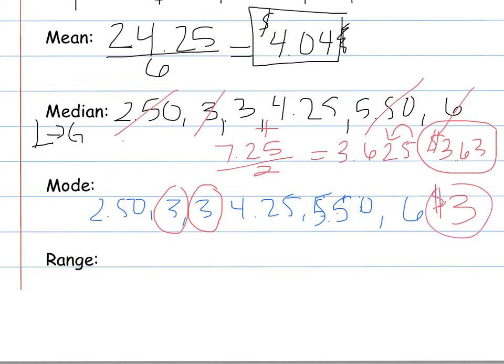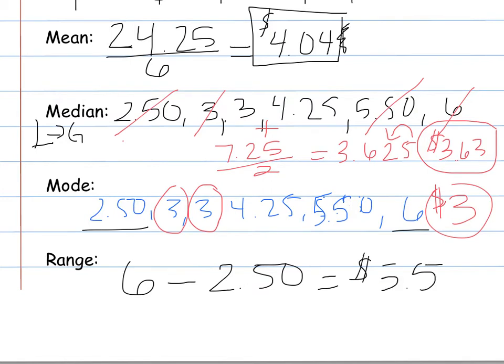The range then is going to be my largest number, $6, minus my lowest number of $2.50, for a range of $3.50. There we go.